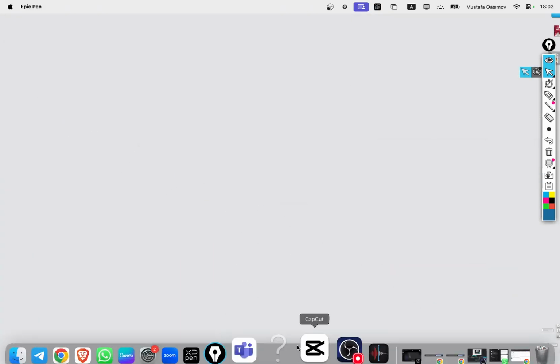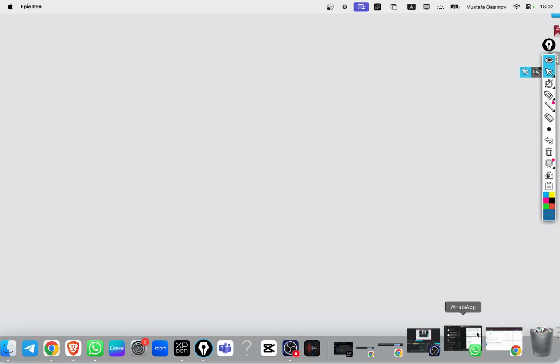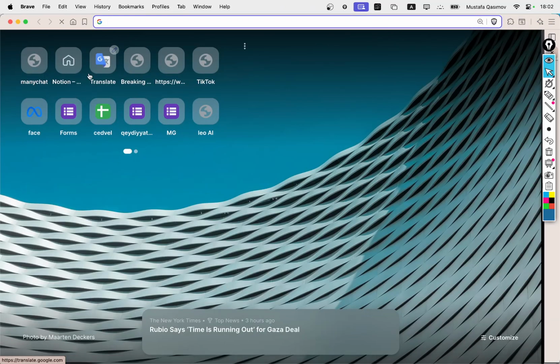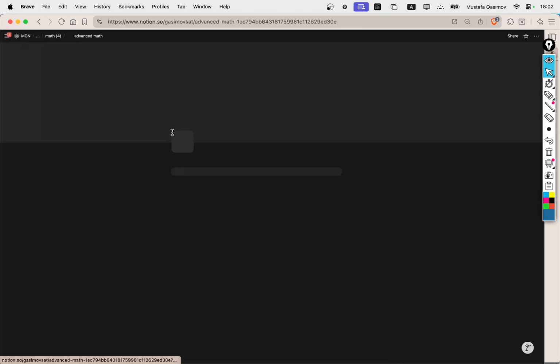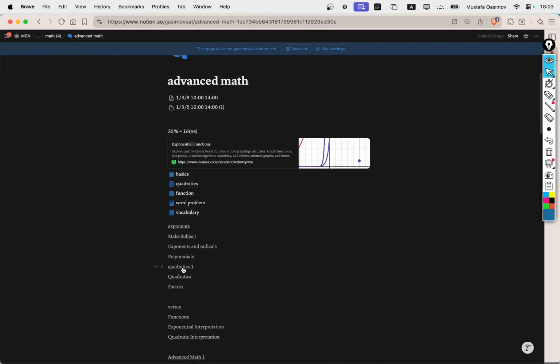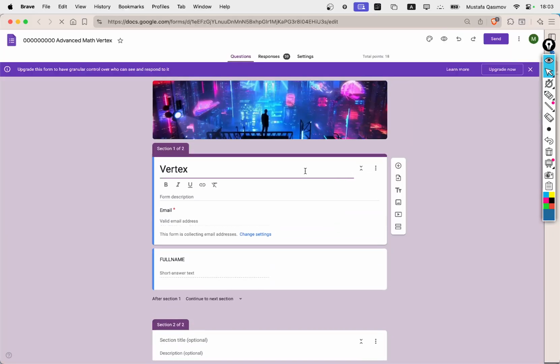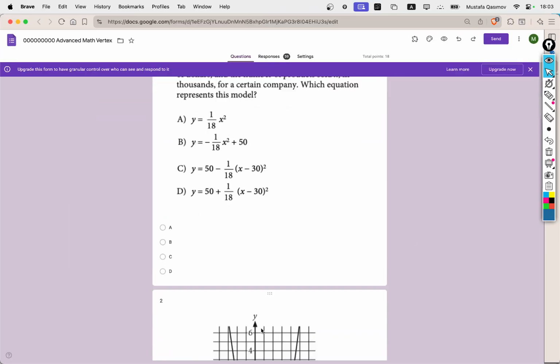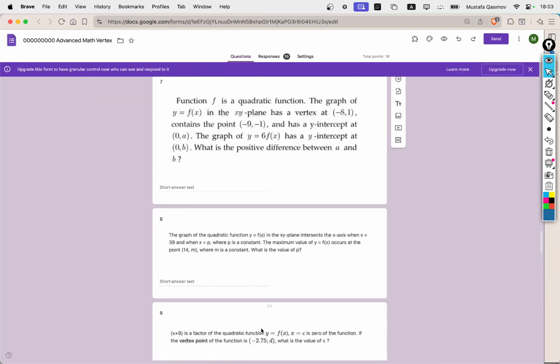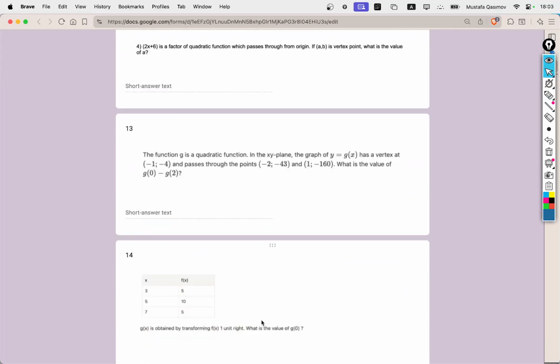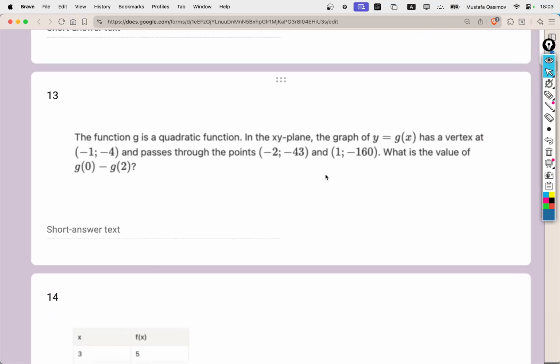Let's continue with questions. So use a table. Look at this question. Use a table. Desmos. Use a table in Desmos.